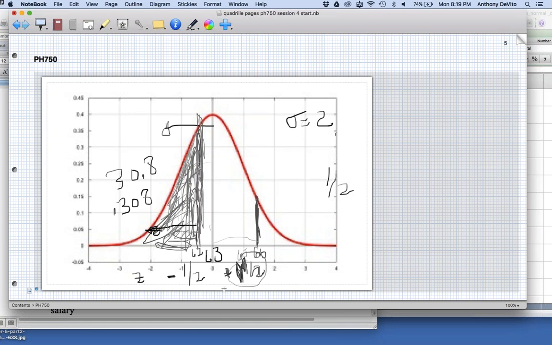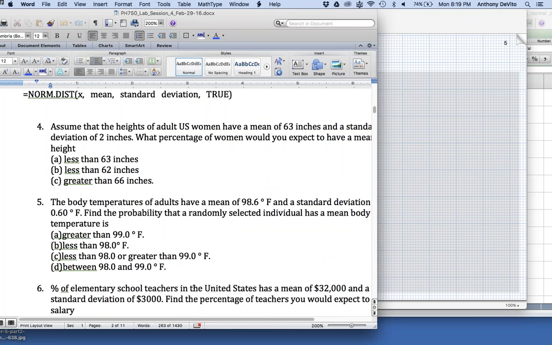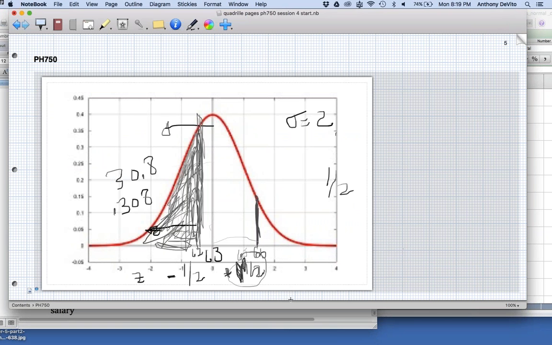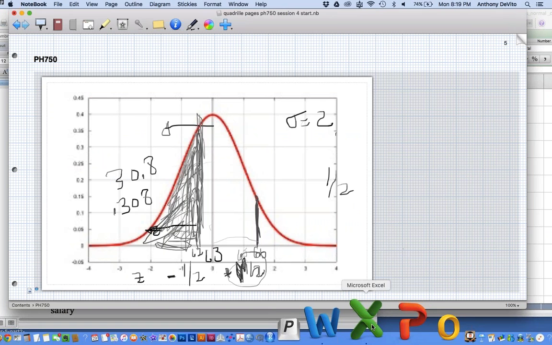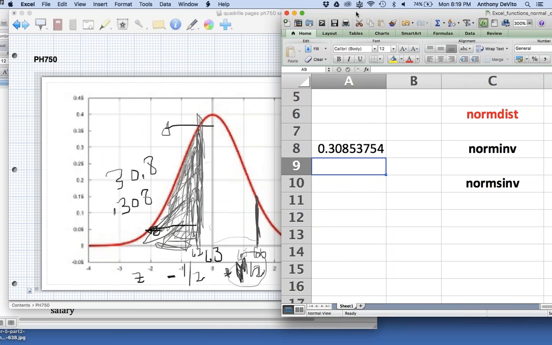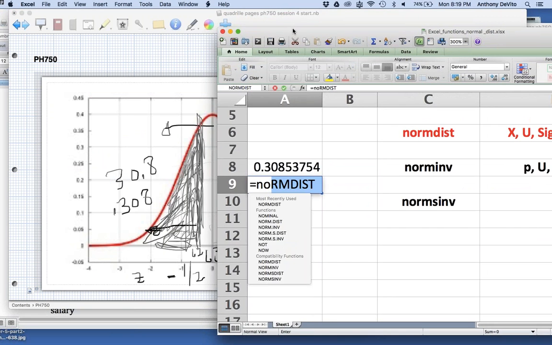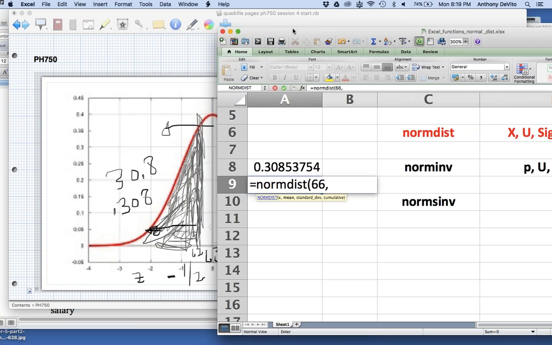Okay, so now the question was, what percentage of the population was greater than 66 inches? So I'm going to try that norm dist again. Equals norm dist, and what's the number I'm using here? 66, right? Comma 63, the mean hasn't changed, comma 2, comma true, and I come up with 93.933, about 93%, or 0.933.